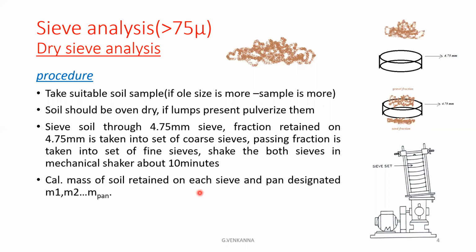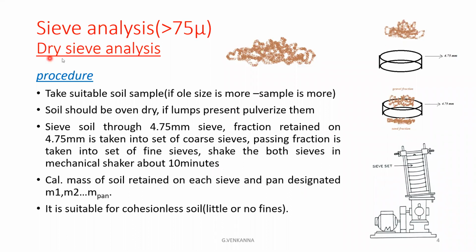After the coarse sieves, the fraction is passed to the set of fine sieves. Next, the process is repeated for the fine sieves also. The fine sieves and coarse sieves are different types, so we have to place them in the mechanical sieve shaker separately. Sometimes manufacturers provide the same set from 80 mm to 75 micron, so we have to place them one at a time, in the mechanical shaker for about 10 minutes. Okay, this is the dry sieve analysis.